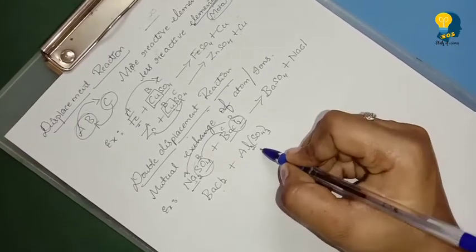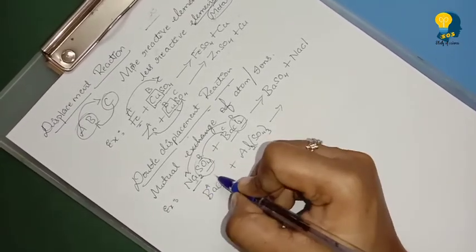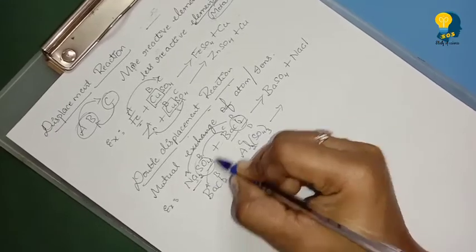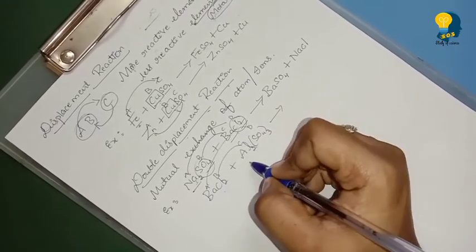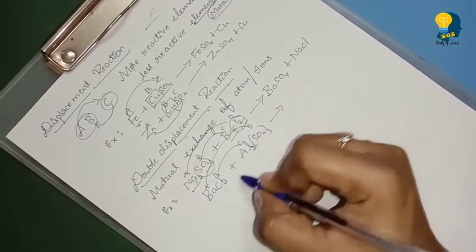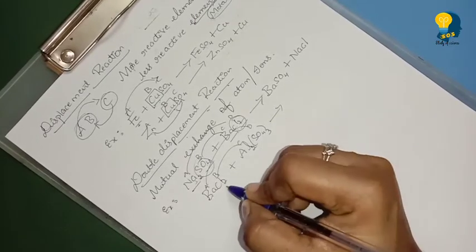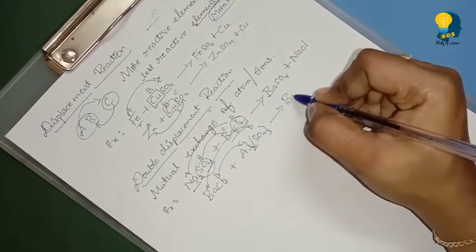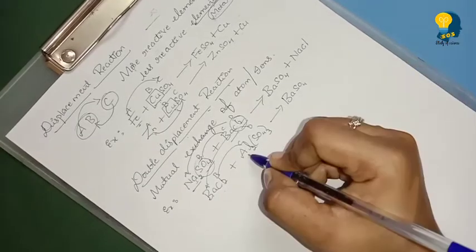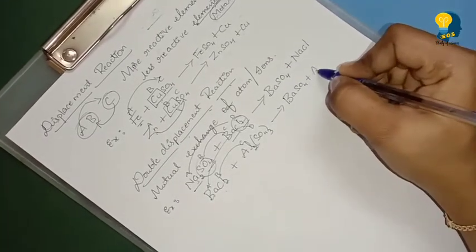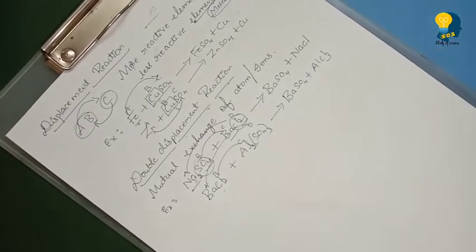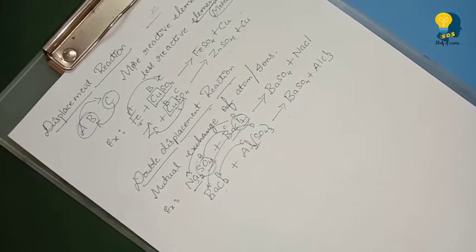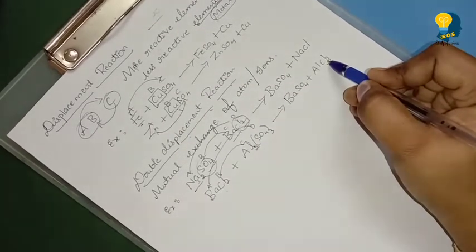Barium chloride and aluminum sulfate. See, A, B, C and D. A combines with D, B combines with C. What is the product formed now? Barium sulfate and aluminum chloride, AlCl3. You have to balance this. That's all. Very simple. If you write this equation, 1 mark.